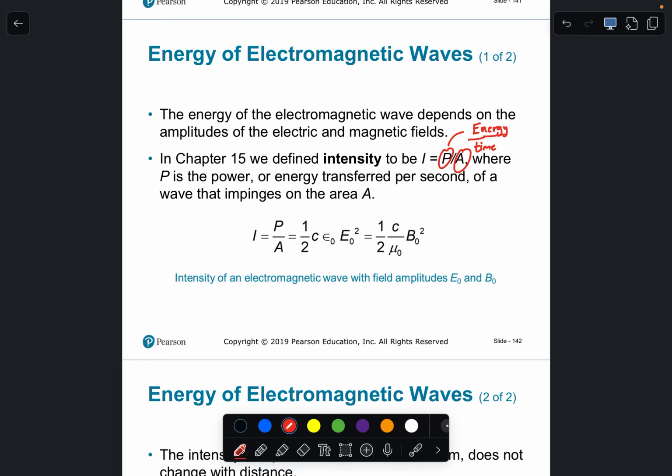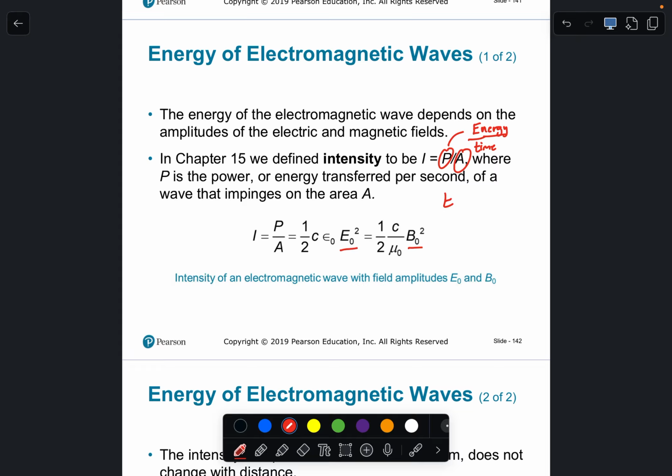Okay, so intensity is energy over time divided by an area. That's going to come up again; we're going to need to know that. The intensity of an electromagnetic wave can be expressed in terms of either the E field or the B field. All you have to do is switch around some constants, as long as you know one magnitude or one amplitude.